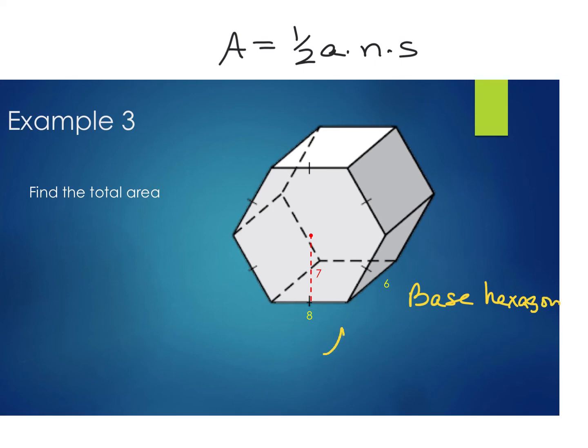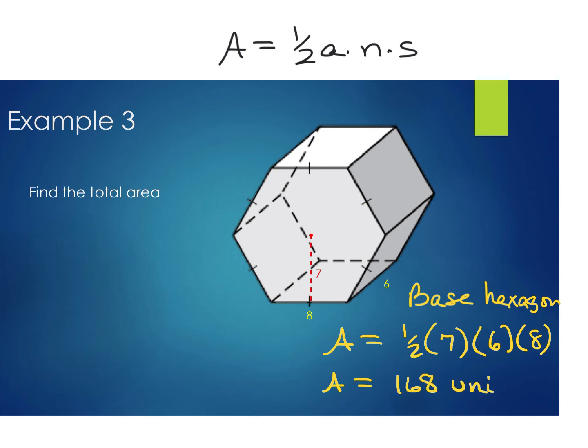So my area of the base shape is going to be 1/2. My apothem is 7. The number of sides is 6. And my side length is 8. Once I multiply all those numbers, I get 168 units squared. And that's the area for one of the hexagons. And I have 2 of them.